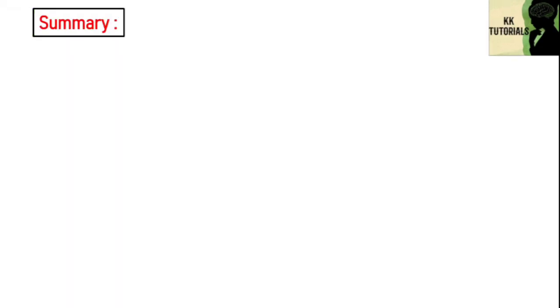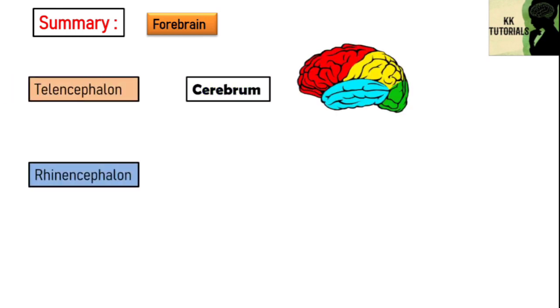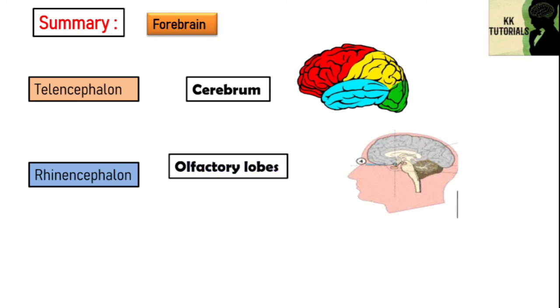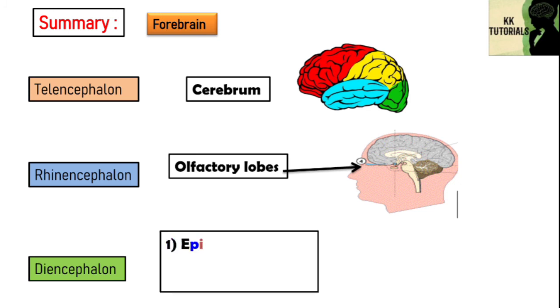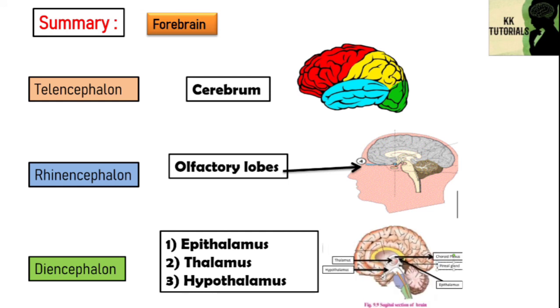Here comes the summary of this video. We have discussed the forebrain in detail. It consists of three parts. The first is telencephalon, which includes cerebrum. Second is rhinencephalon, which includes olfactory lobes. And the third is diencephalon, which includes epithalamus, thalamus, and hypothalamus. We have also discussed each of these three parts in detail.